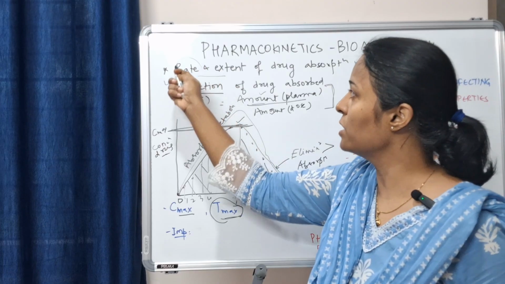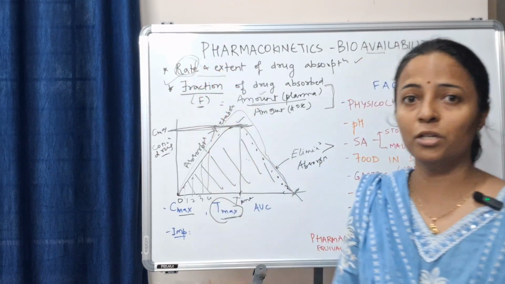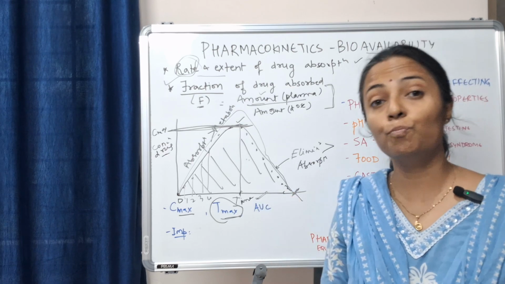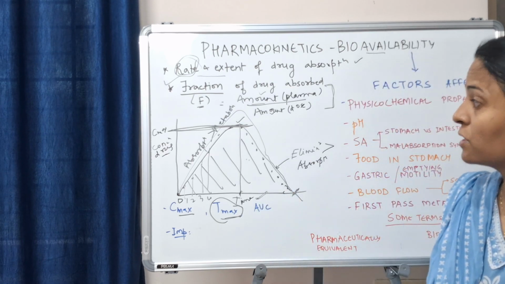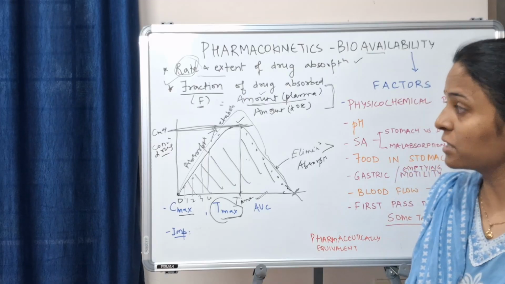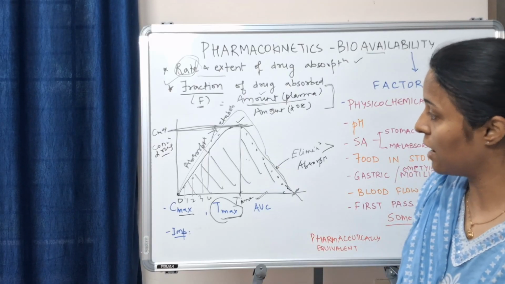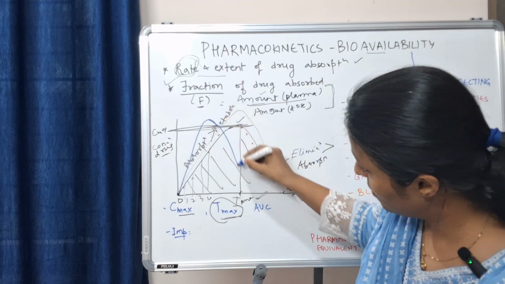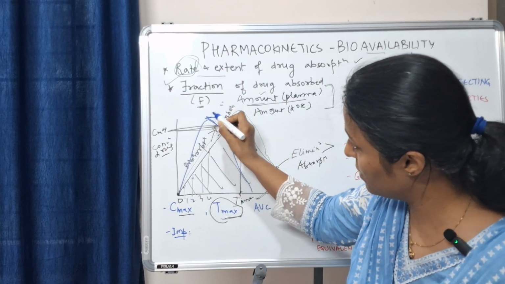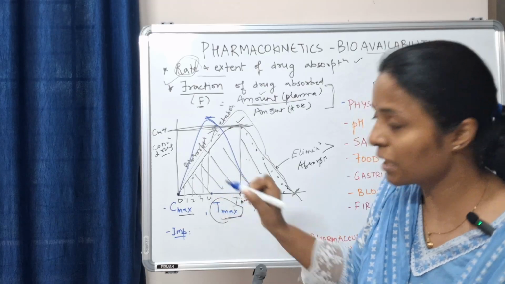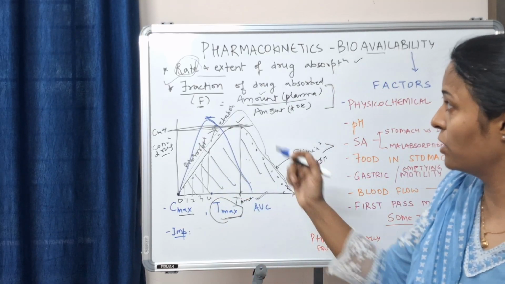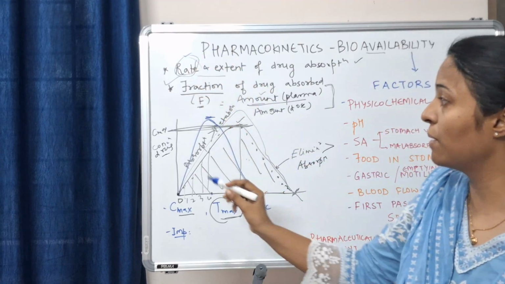So this part, what is the rate of the drug absorption, that will be known by this time. That is the speed of drug absorption. If some drug is absorbed faster, then this graph will shift like this, because the Cmax will be achieved in earlier time because a drug is absorbed at a faster rate. So this rate is determined by Tmax.